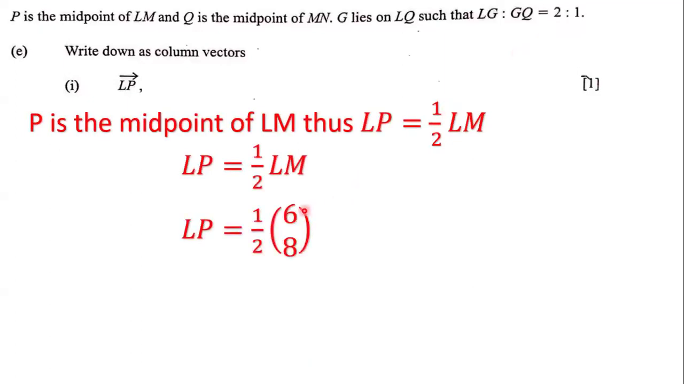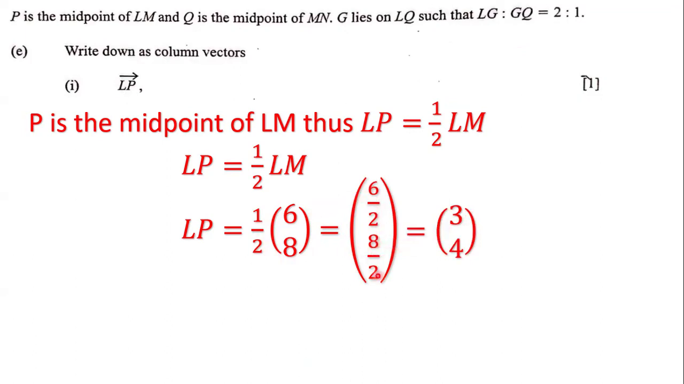So the vector (6, 8) is here, and we have a half times this vector. So we multiply a half by 6, and we multiply a half by 8. A half multiplied by 6 is 6/2, and a half multiplied by 8 is 8/2. 6/2 is 3, and 8/2 is 4. So that means that LP is equal to (3, 4). That's how we can write it as a column vector.